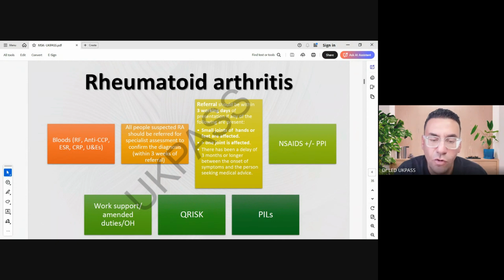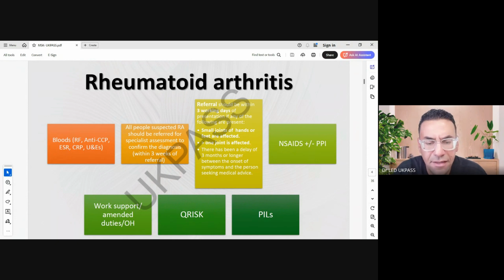First one is small joints in hands or feet are affected. Small joints in hands. Remember, hands are one of the commonest presentations of rheumatoid arthritis. More than one joint affected, which is also very common. The patient doesn't tell you, doctor, I have swelling in my finger. No, in my hand fingers.